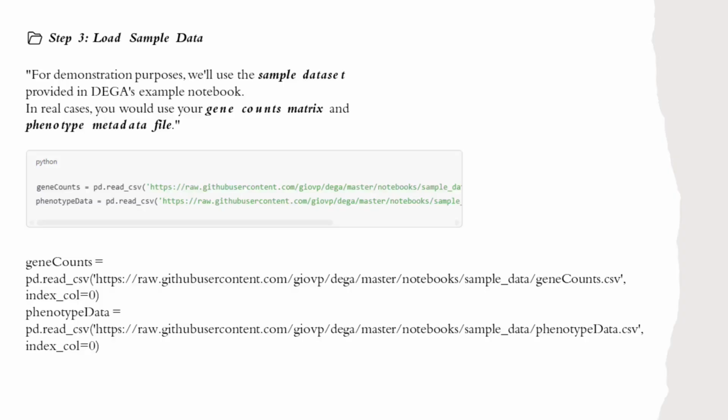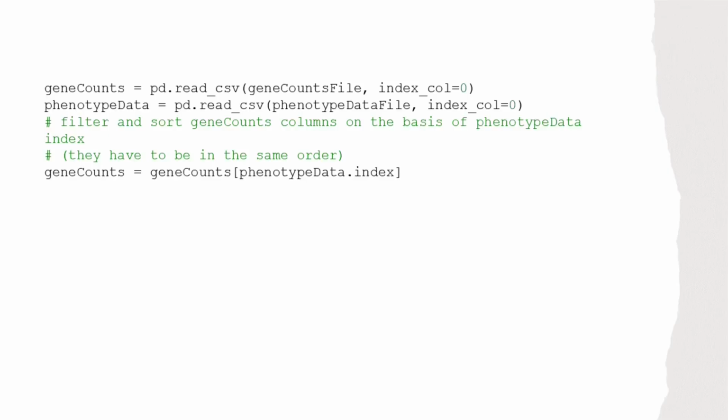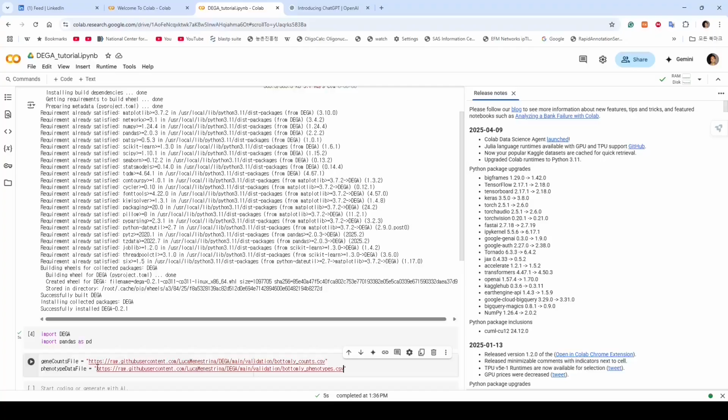Step 3. Load sample data. For demonstration purposes, we'll use the sample dataset provided in DEGA's example notebook. In real cases, you would use your gene count metrics and phenotype metadata file.